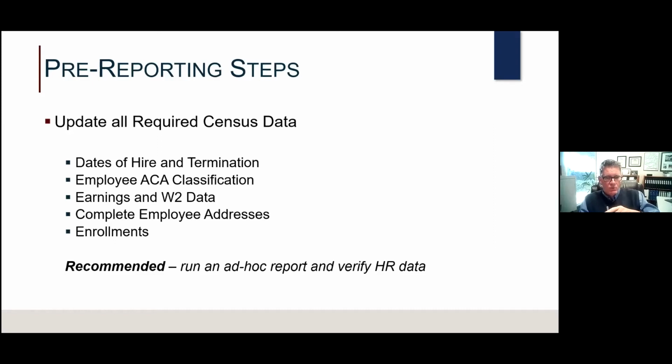So I recommend you run an ad hoc report, verify dates of hire and terminations for employees, update those if needed, update employee ACA classifications, look at earnings if people have had pay raises, make sure those are in there. If you're using W-2 Safe Harbor, you have to feed Employee Navigator that year-end W-2 data. It's not going to do the math correctly if it doesn't have that W-2 data. We have to have complete employee addresses, otherwise the forms don't get to the employees, and obviously we need to have accurate enrollment information so that the correct codes go into the 1095s.